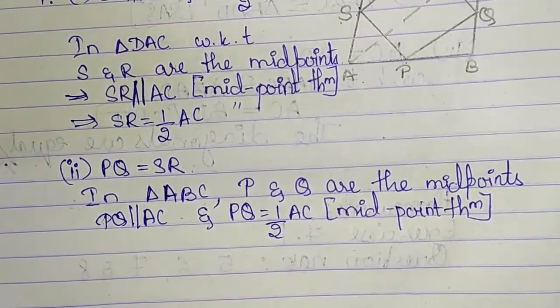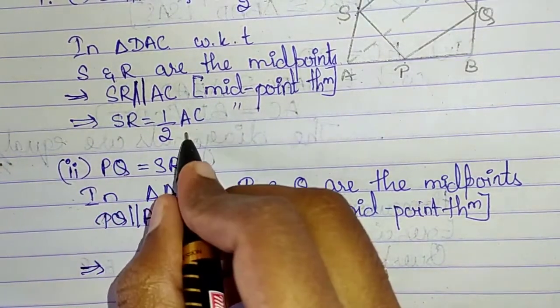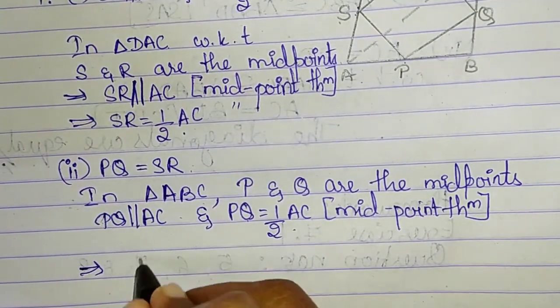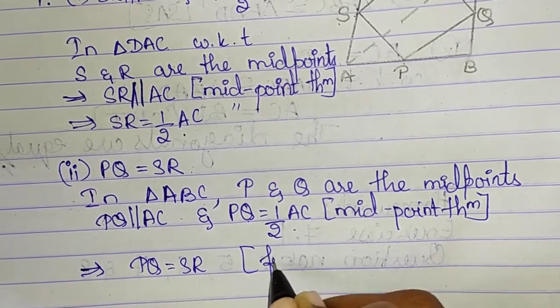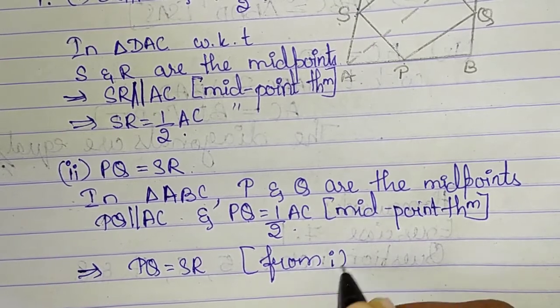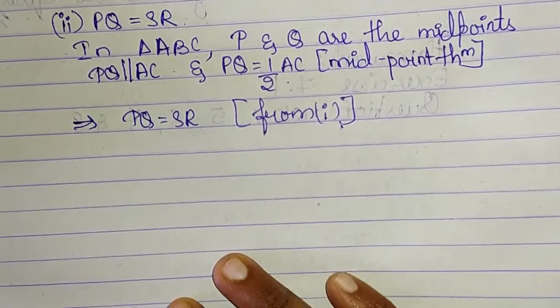So this implies, since SR is also half of AC and PQ is also half of AC, we can say PQ is equal to SR from result 1 of question 1. So that is the solution to the second sub question.